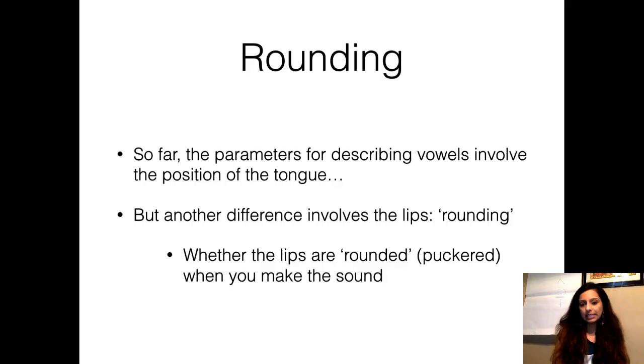The next parameter is rounding. The rounding parameter is a binary kind of parameter. So you either have a rounded vowel or you have an unrounded vowel. When you have a rounded vowel, what it means is that your lips are in a round position. It's in a puckered position when you make this sound.